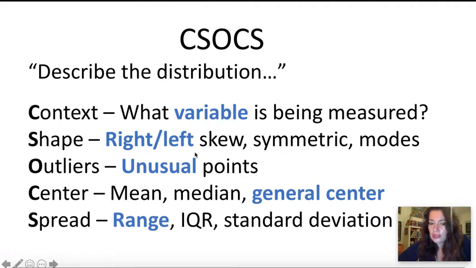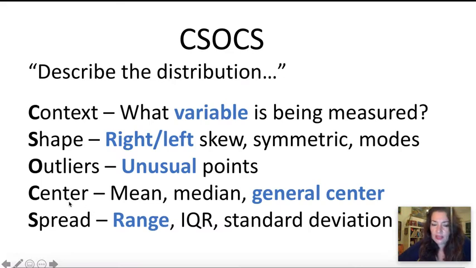So you never want to say it's slightly right and slightly symmetric. It's either one. So you either decide if it's right skewed, left skewed, or symmetric. The modes means that your shape could be unimodal or bimodal or multimodal depending on what your graph looks like. Outliers represents any unusual points. And also in this section, you can talk about any gaps in the graph.